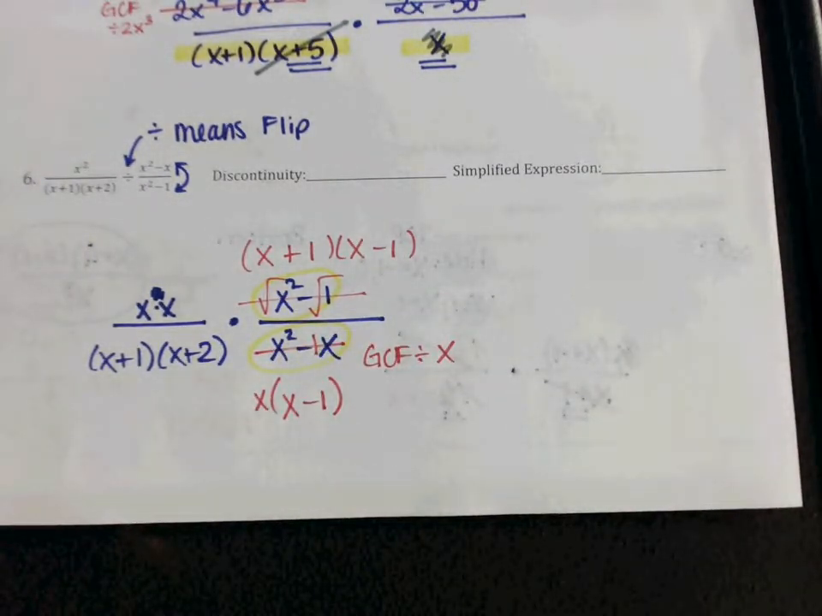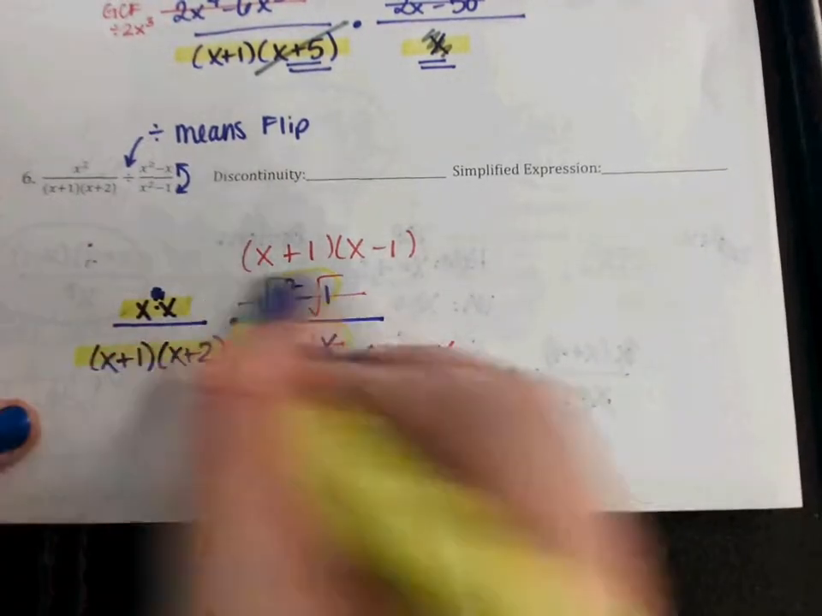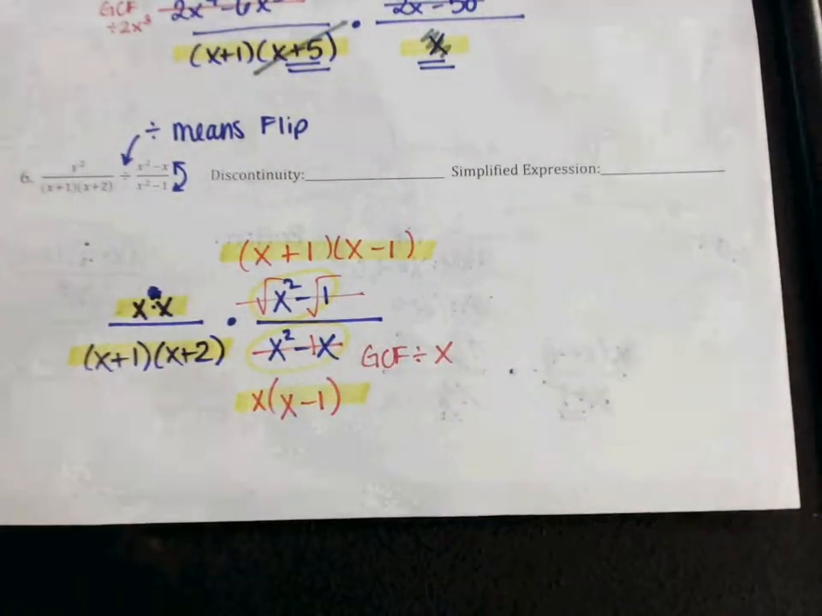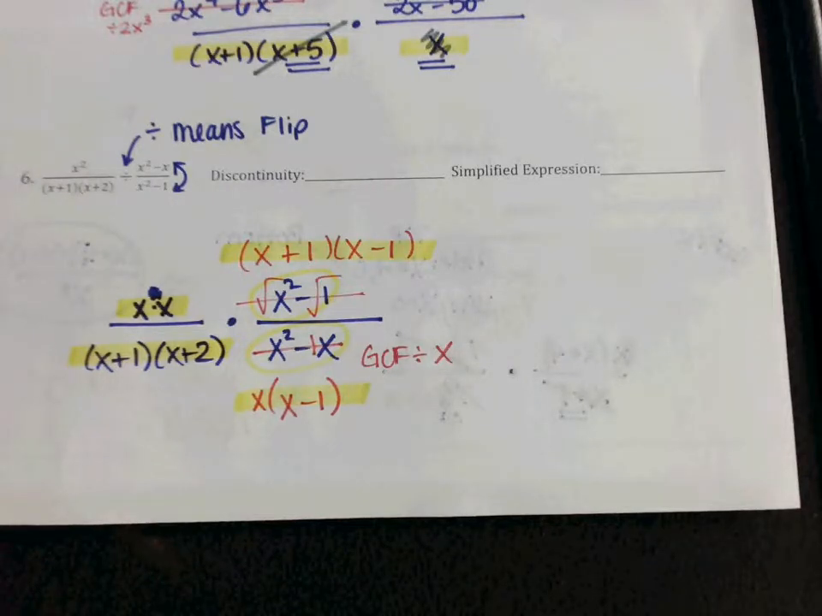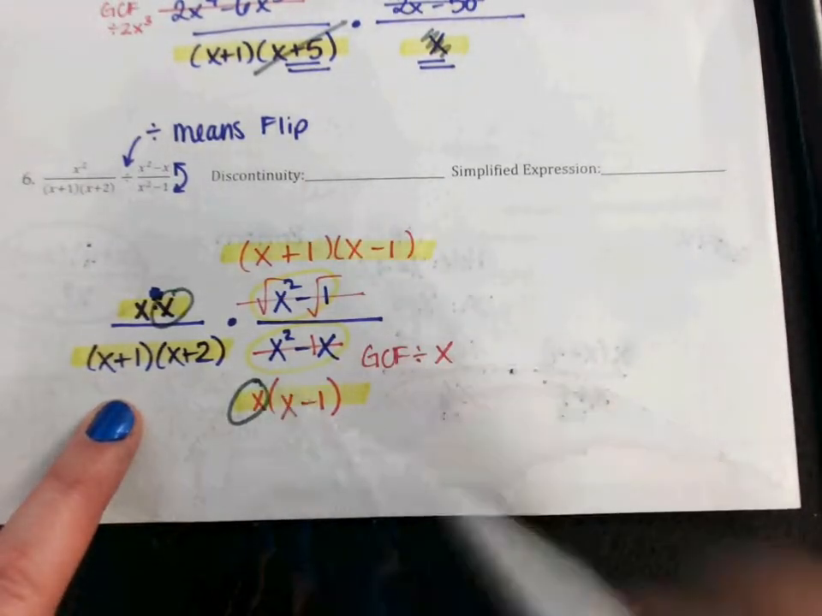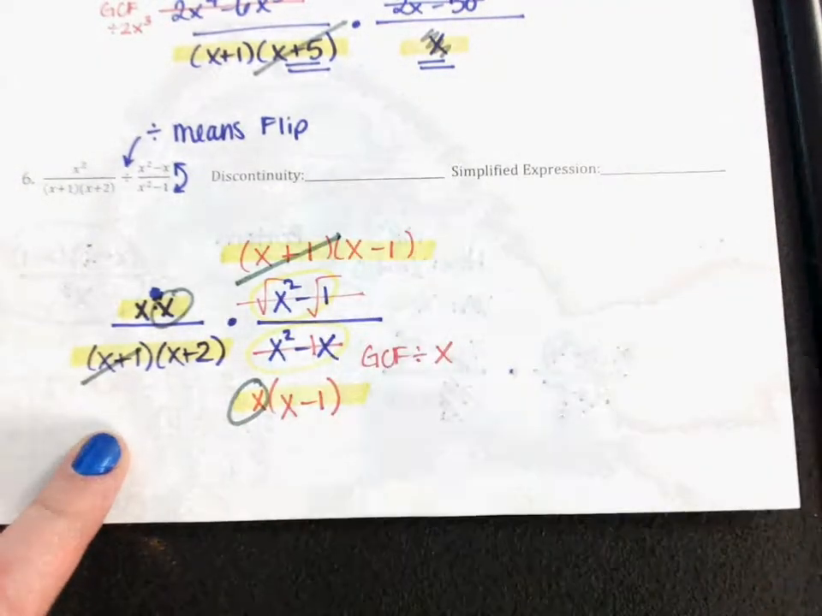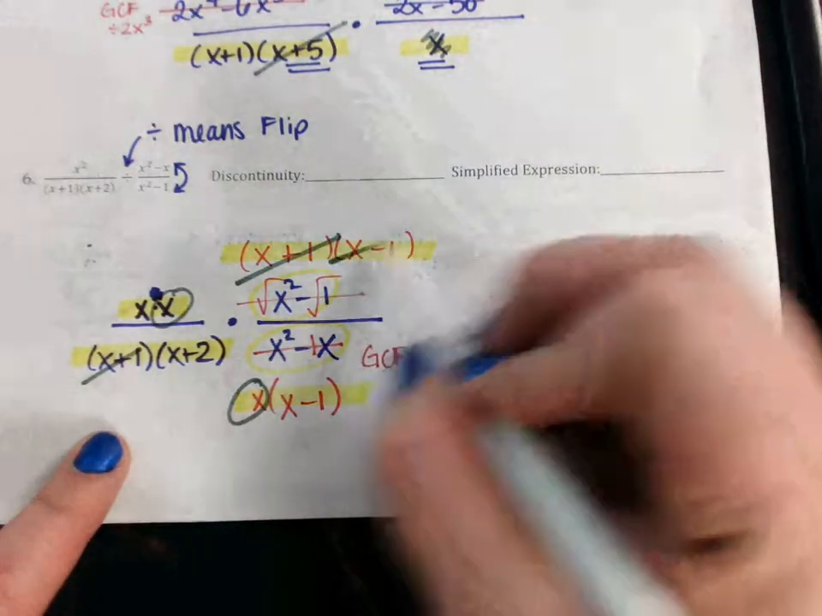Alright, so this is the top and the bottom. This is the new top and the new bottom. Okay, looking at your 4 chunks, what can cross out? Okay, I have an x here and an x here. Those can cross out. What else? X plus 1s and x minus 1s.